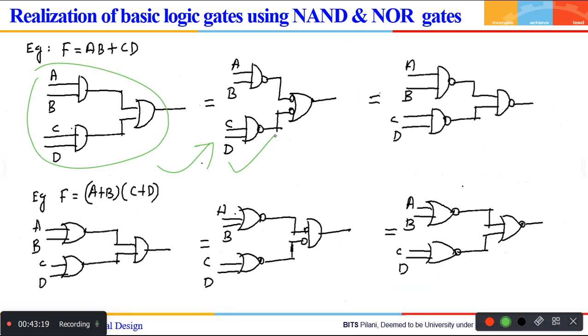To realize a logic diagram which has basic gates using universal gates. See, this is AB plus CD. This is (A plus B) into (C plus D). See, this is implemented like this. It has got two OR gates and one AND gate. Replace this with the NAND gate, replace this with the NAND gates, and after that, replace this also with the NAND gate.